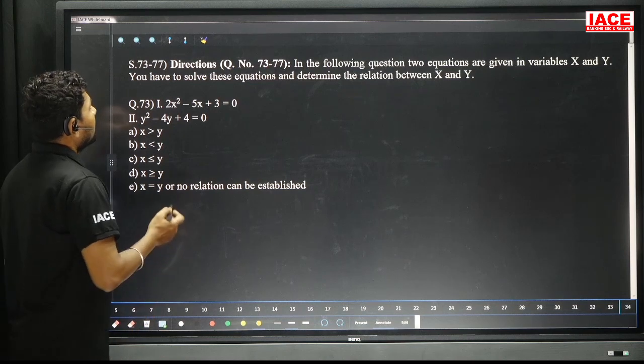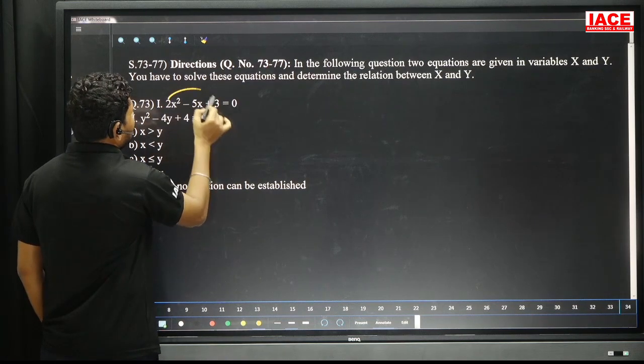We have a quadratic equation: 2x square minus 5x plus 3, 2 3s are 6.